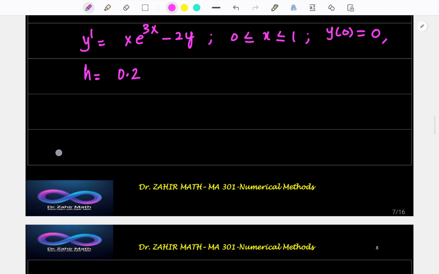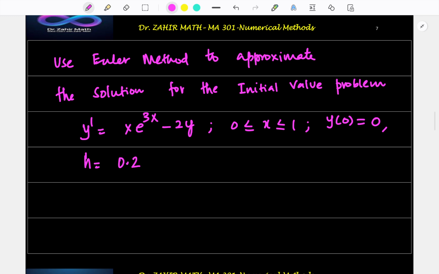Let's go to one more question. Use Euler's method to approximate the solution for the initial value problem. y dash is equal to x e power 3x minus 2y, 0 less than or equal to x less than or equal to 1, y of 0 is equal to 0, h is equal to 0.2.